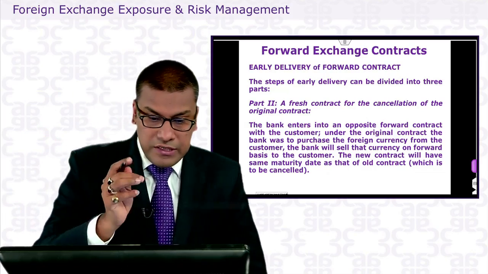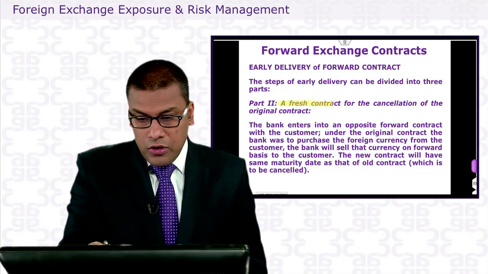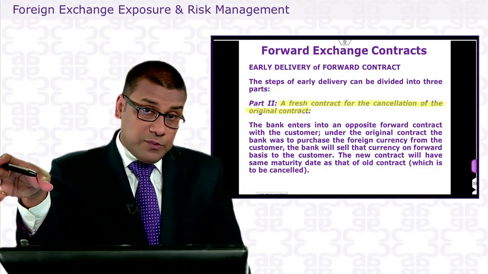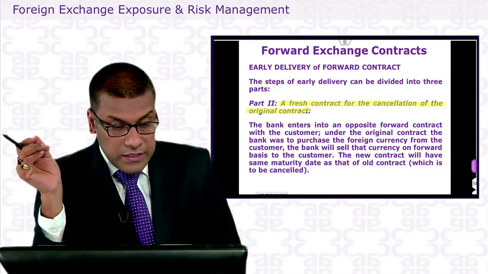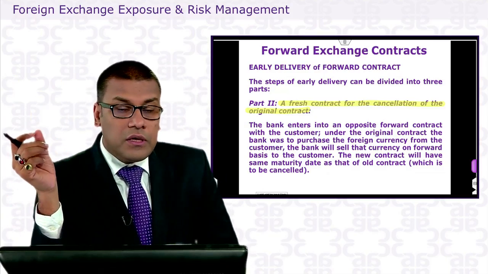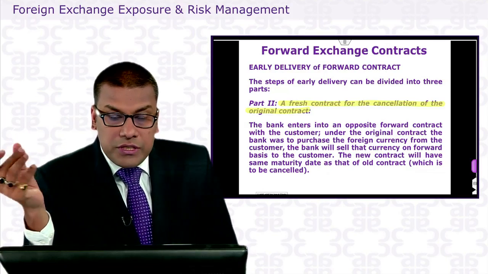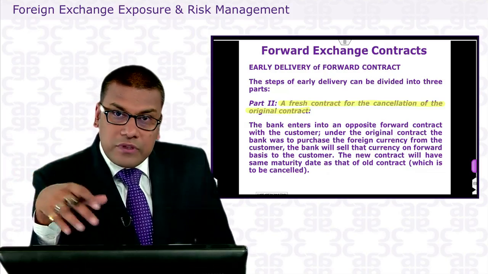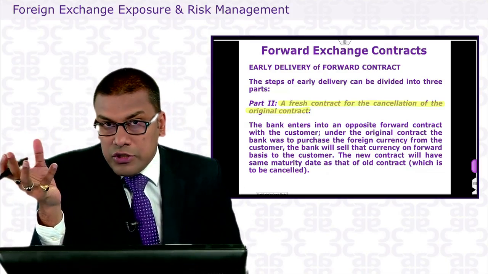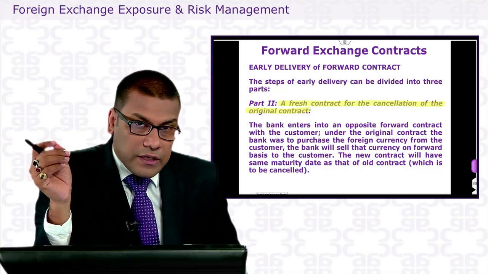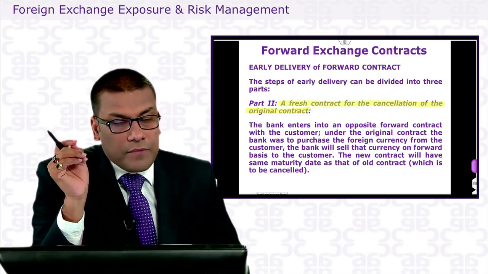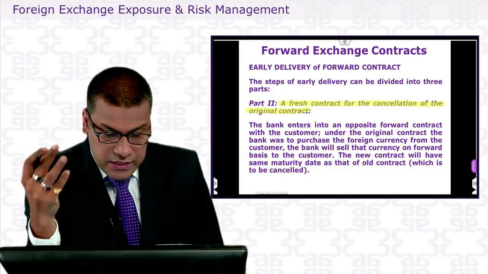So what would happen in the second part is that a fresh contract of cancellation for the original contract would be entered. Since you originally took a contract of 30th expiry, that has to be cancelled in this case. So the bank would enter into an opposite forward contract with the customer. The entire process of cancellation would be repeated. Under the original contract, the bank was to purchase, suppose, from the customer. The bank would then sell that currency on a forward basis to the customer, and the new contract would have the same maturity as the old contract. So if with the customer you had a purchase contract, you will now enter into the entire process of cancellation that we have discussed. That is the second part here.